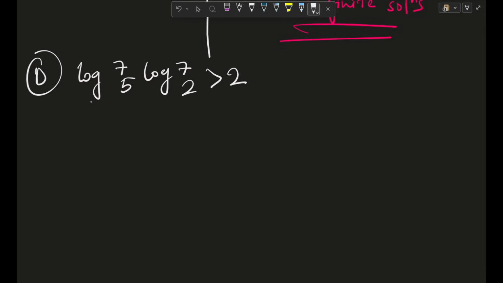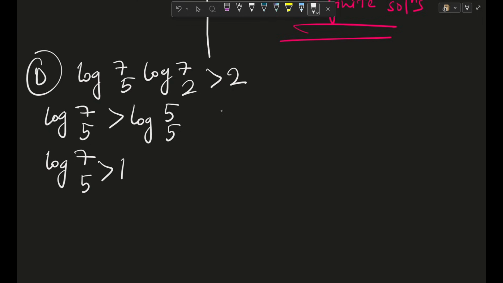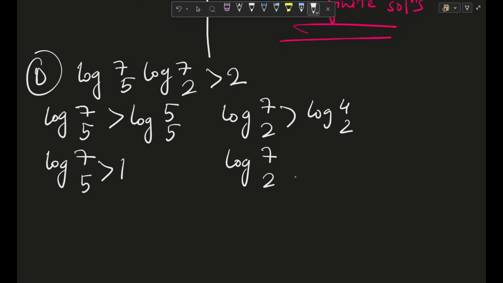So if we try to estimate the values of log 7 base 5 and log 7 base 2. Basically we have to find out the validity of this statement, whether this is true or this is wrong. So it's a very easy task. There is nothing to be very afraid about. First thing we are going to do is log 7 base 5 will be obviously greater than log 5 base 5, or in other words, log 7 base 5 will be greater than 1. Secondly, log 7 base 2 will be greater than log 4 base 2, or log 7 base 2 will be greater than 2.